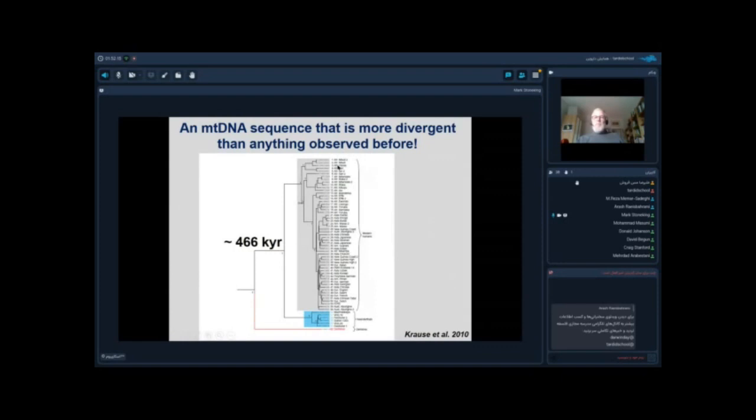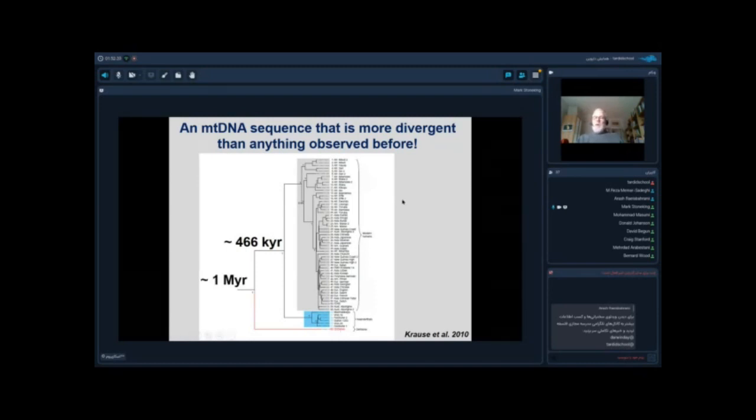So here's a tree of modern human mitochondrial DNA sequences. Here in blue are some Neanderthal mitochondrial DNA sequences, again, falling well outside the range of modern human diversity, diverging maybe 500,000 years ago from the modern human mitochondrial DNA sequence. Here's the Denisovan, it's twice as divergent, diverged about 1 million years ago.